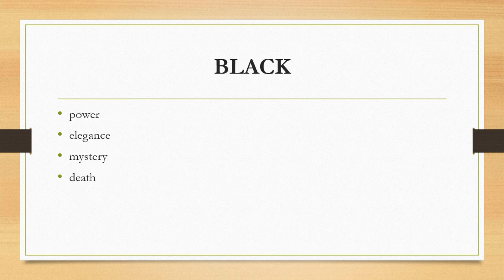Black: power, elegance, mystery, and death. And then of course we have white, which is purity, perfection, and safety. And then of course, last but not least, we have gray, which is tradition, dullness, and calm.